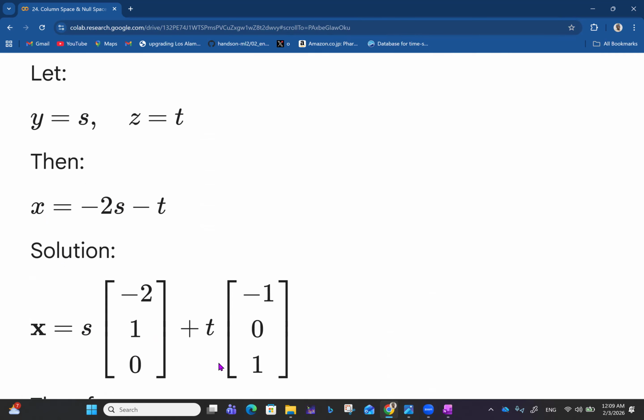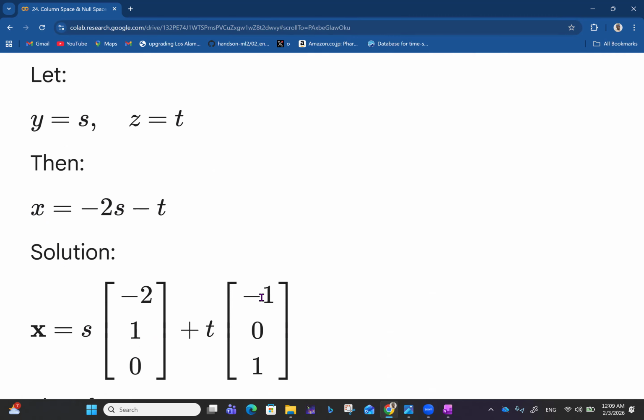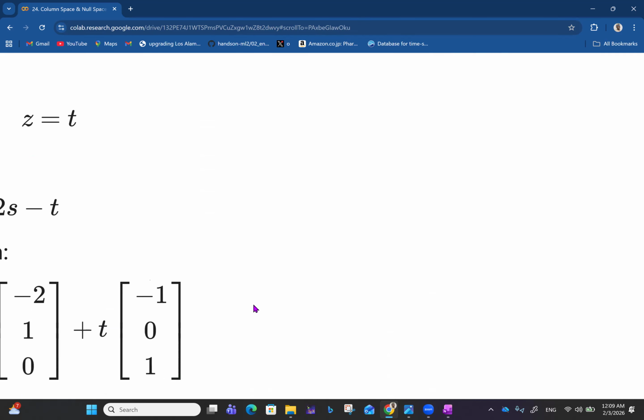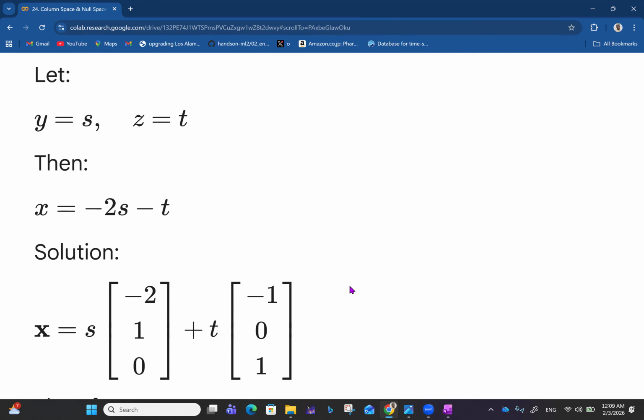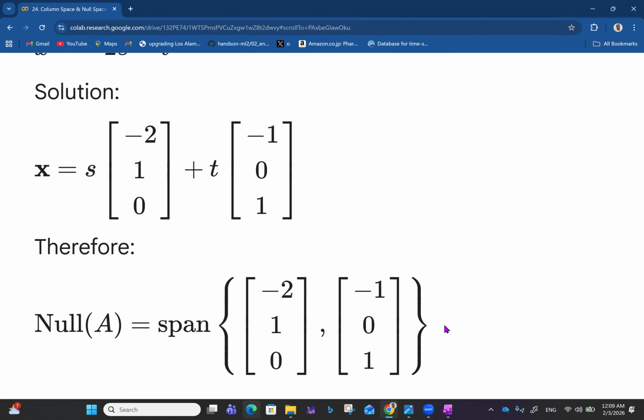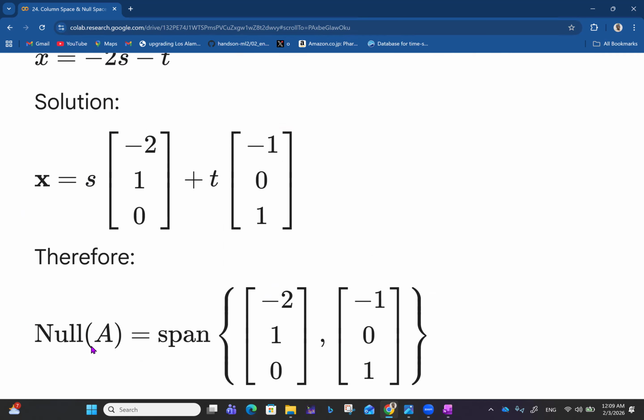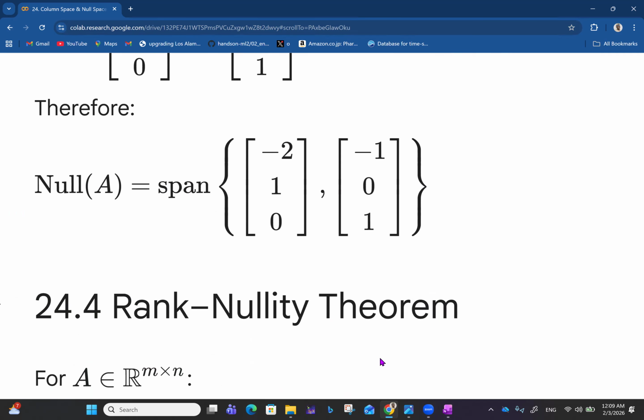Plus t. For t, the coefficient for x is minus 1. For y, there's no t, so we have 0. For z, we have t, so that's 1. So we have s times (minus 2, 1, 0) plus t times (minus 1, 0, 1). And now we have the basis here. So we can then say, therefore, the null space of A is spanned by (minus 2, 1, 0) and (minus 1, 0, 1), like that.